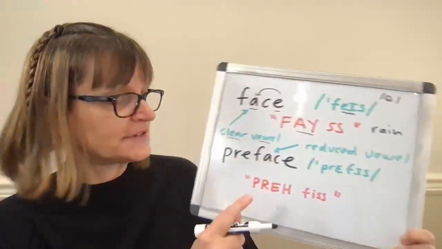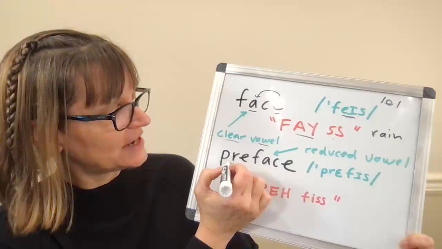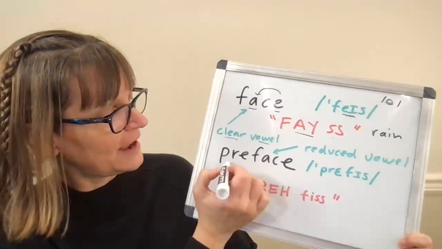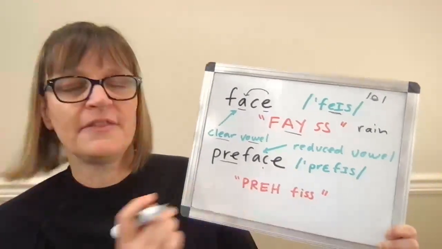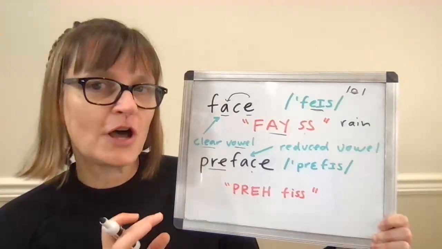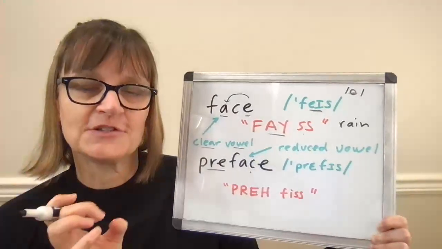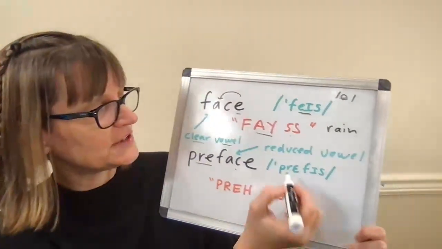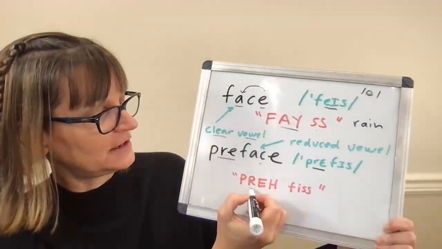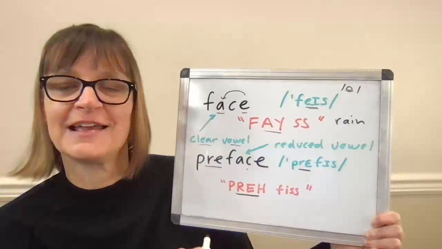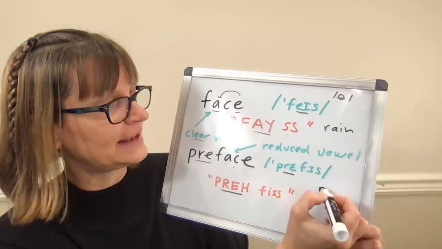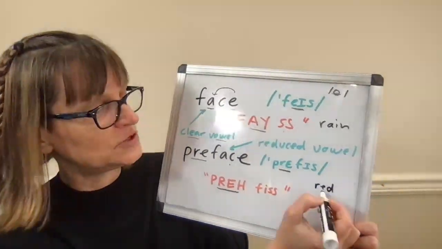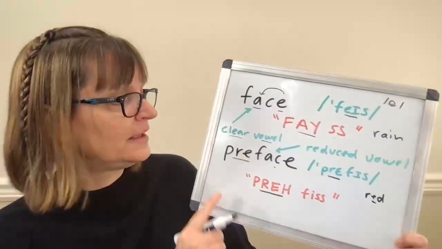In preface, the stress is actually on the pre syllable, and the letters FACE no longer say face. That's because they're in a shortened, reduced syllable. So my main stress in preface is on the first syllable, so that has the clear vowel like in red, which we typically spell with letter E.